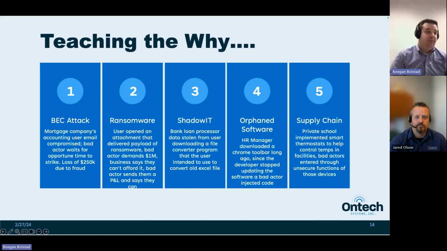Like I said, that first one, an accounting user's email was compromised. The bad actor waited for an opportune time and they struck with fraud. Ransomware, a user opened an attachment that delivered a payload.